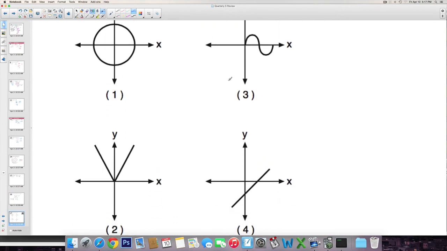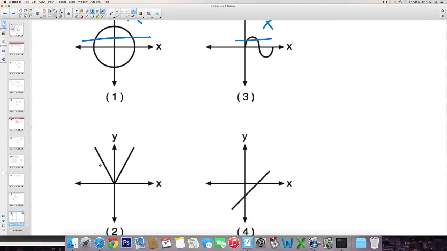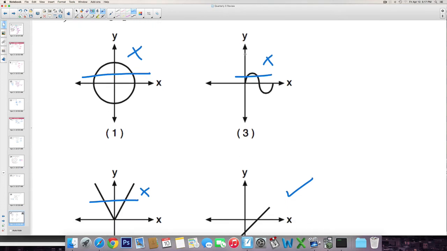Here we have 4 different graphs, and the question is asking us which one of these graphs' inverse will be a function. So in order for the inverse to be a function, the original graph has to be 1 to 1. So it needs to pass the horizontal line test. So here, nope, that's out. That's out. This one's out, and this one's good. So that's kind of the general rule in order for the inverse to be a function.